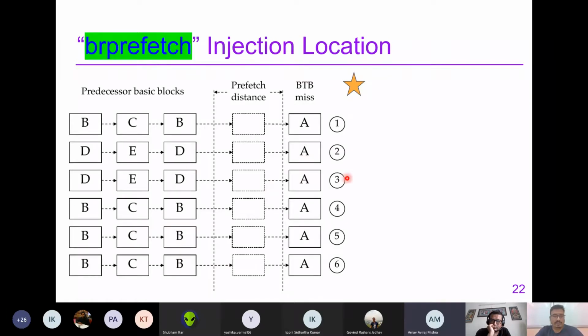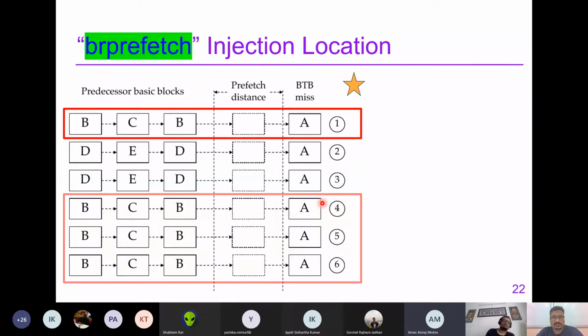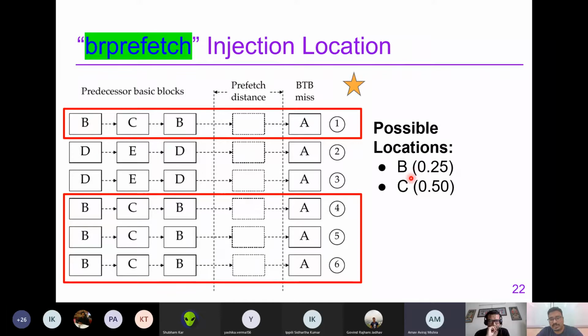Now let's go back to our trace. Here, let's focus on these four BTB misses at A. For all these 4 BTB misses, we can insert our prefetch instruction in either basic block B or C. So these are our possible locations, and from the previous table we have the probabilities for B and C: B has 25% and C has 50%. So we will choose to insert our instruction in basic block C.